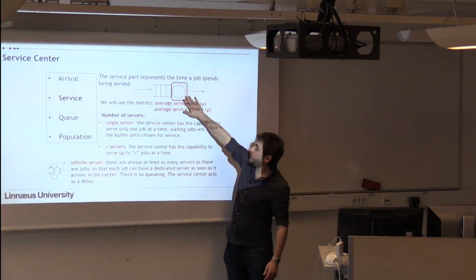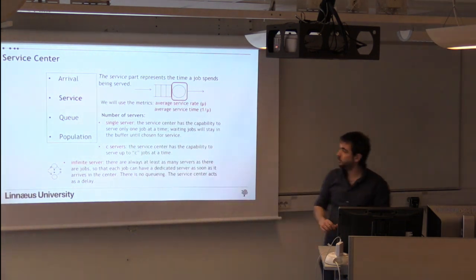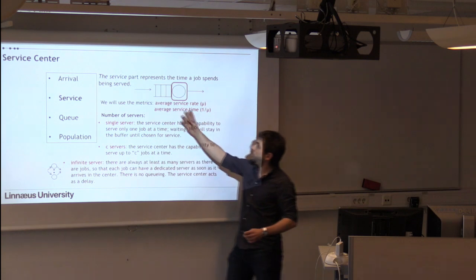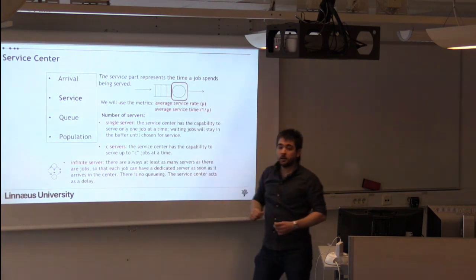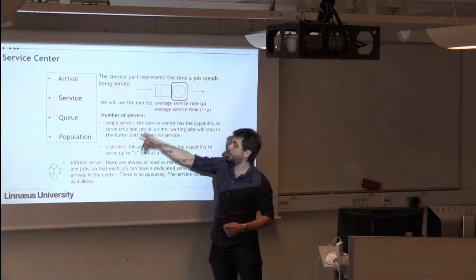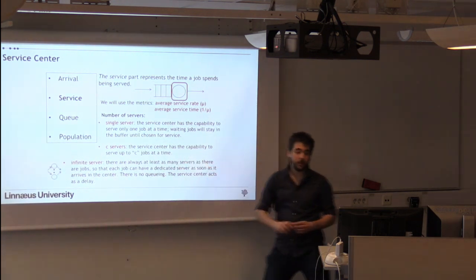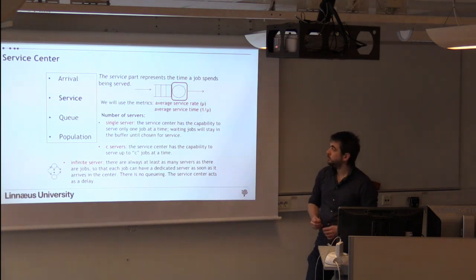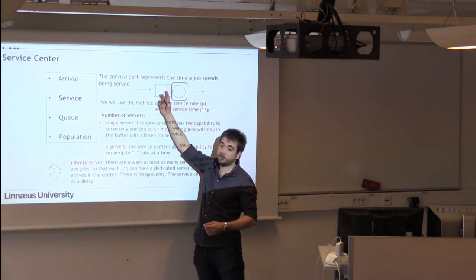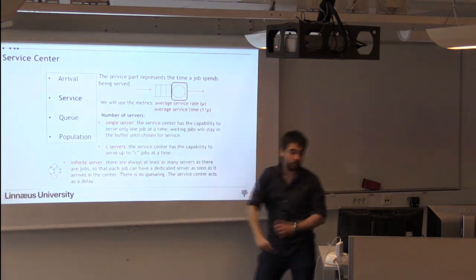And properties of the server: the time and how many servers we have. We can have a single server, which means that it has the capability to serve only one job at a time, and the waiting jobs will stay in the queue, in the buffer, until they are the jobs chosen. Or we can have more than one server, like C servers. We use the variable C for this. In this case, the service center has the capability to serve up to C jobs at a time. We have a CPU with 4 cores. The first 4 jobs can be run in parallel. The 5th, 6th, and 7th have to wait.